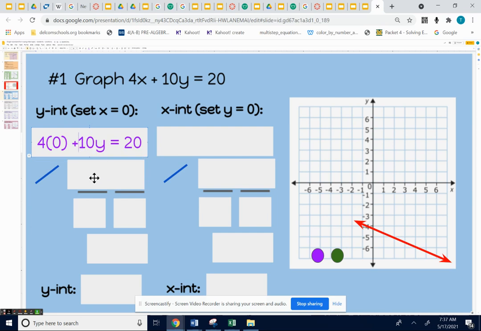Now, if I do that, notice that 4 times 0 is 0. I can just mark that out. I want to ignore that. So really all I have when I simplify now is 10y equaling 20. And I can solve that equation for y. So I can get rid of the multiplied 10 by dividing by 10. I end up with y equals 2. So I set x equal to 0, and I ended up with y equaling 2.